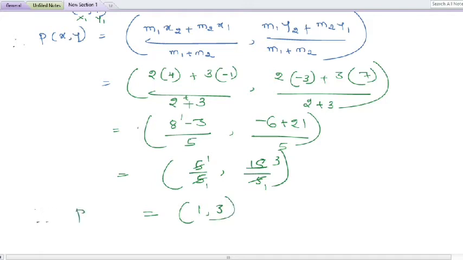Therefore, P of x comma y is equal to 1 comma 3. Therefore, these are the points. This is the required solution. Now, we will move to the next problem.